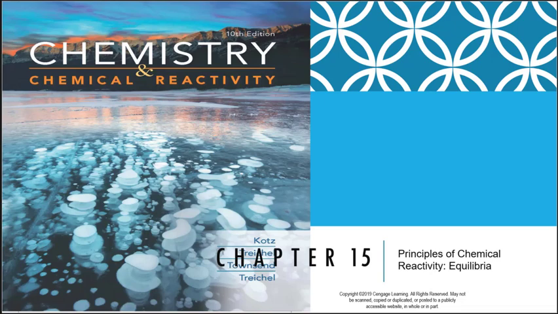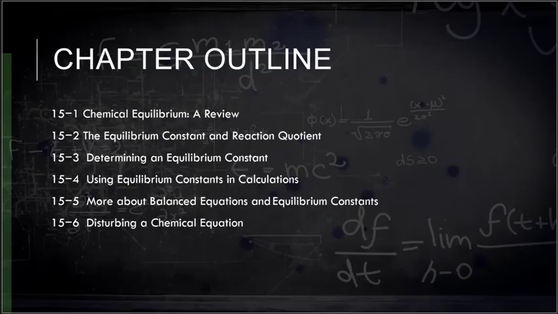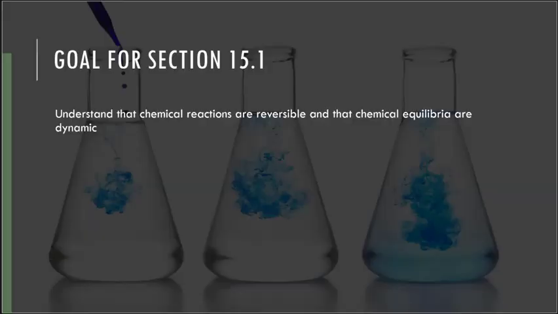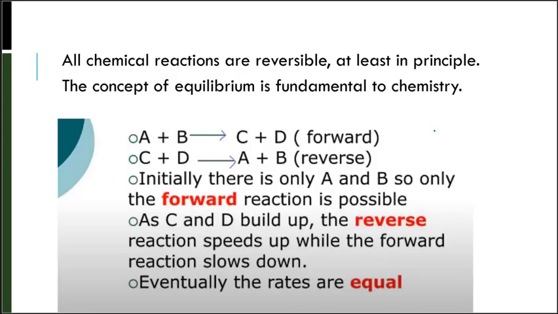Tullis and we are looking at chapter 15 here, looking at the principles of chemical reactivity, equilibria. There are 6 sections that we will be covering in this chapter. In the first section we will look at understanding that chemical reactions are reversible and that chemical equilibria are dynamic. All chemical reactions are reversible, at least in principle. The concept of equilibrium is fundamental to chemistry.